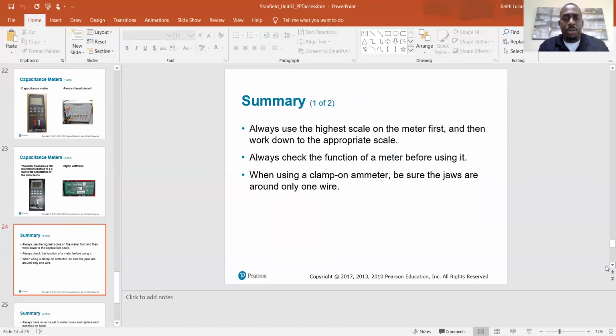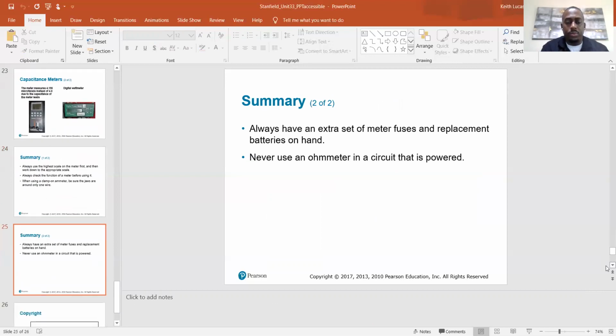So anyway, in summary, always use the highest scale on the meter first and then work down to the appropriate scale. Always check the function of a meter before using it. When using a clamp-on ammeter, be sure the jaws are around only one wire. Always have an extra set of meter fuses and replacement batteries on hand. Never use an ohmmeter in a circuit that is powered. So that is it for Unit 33.